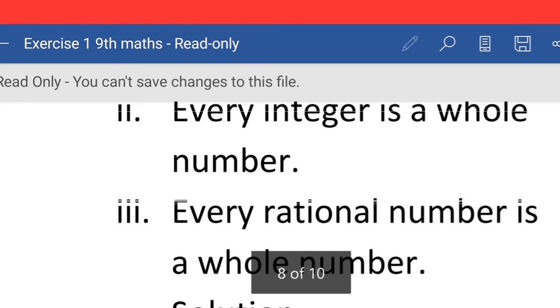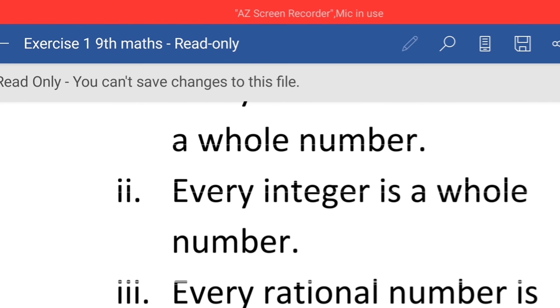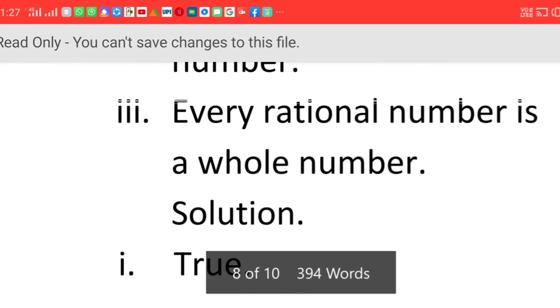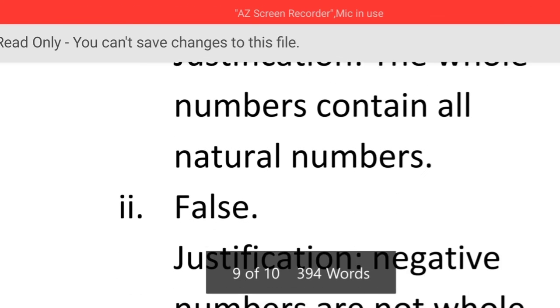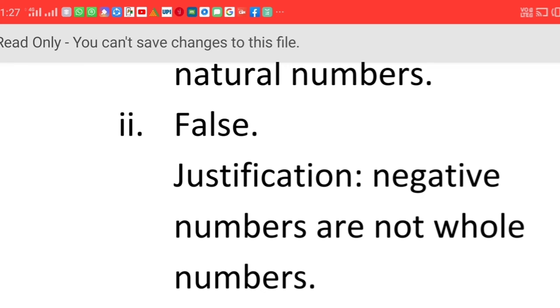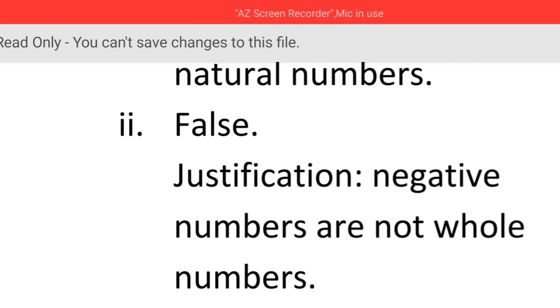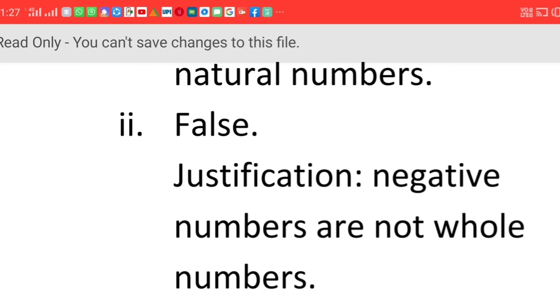Second, what is the second question? Every integer is a whole number. False. Why? Negative numbers are not whole numbers. इंटीजर्स में क्या आता है? नेगेटिव नंबर भी आता है. ये whole numbers नहीं है, इसीलिए second answer is false only.